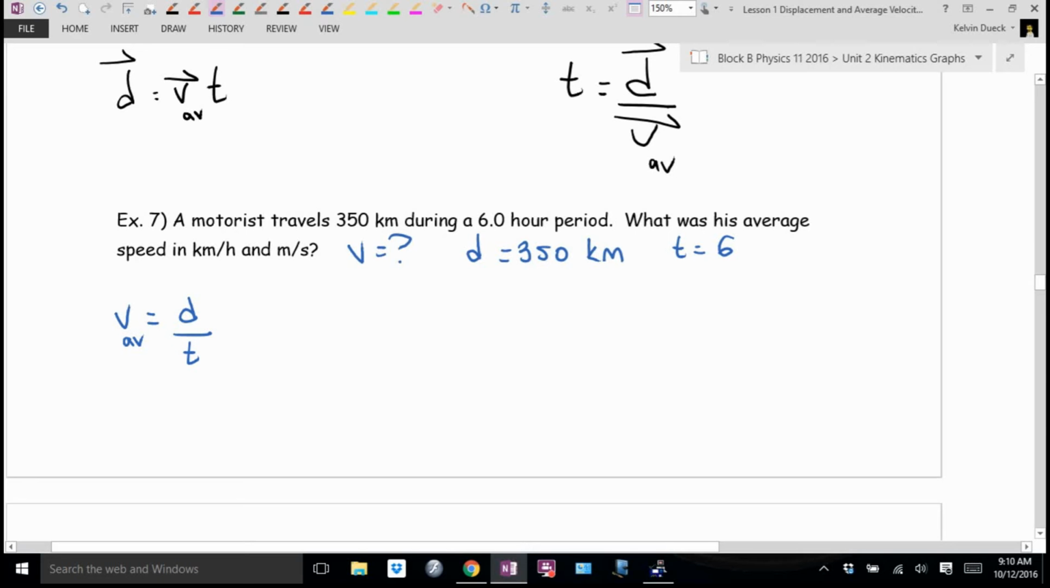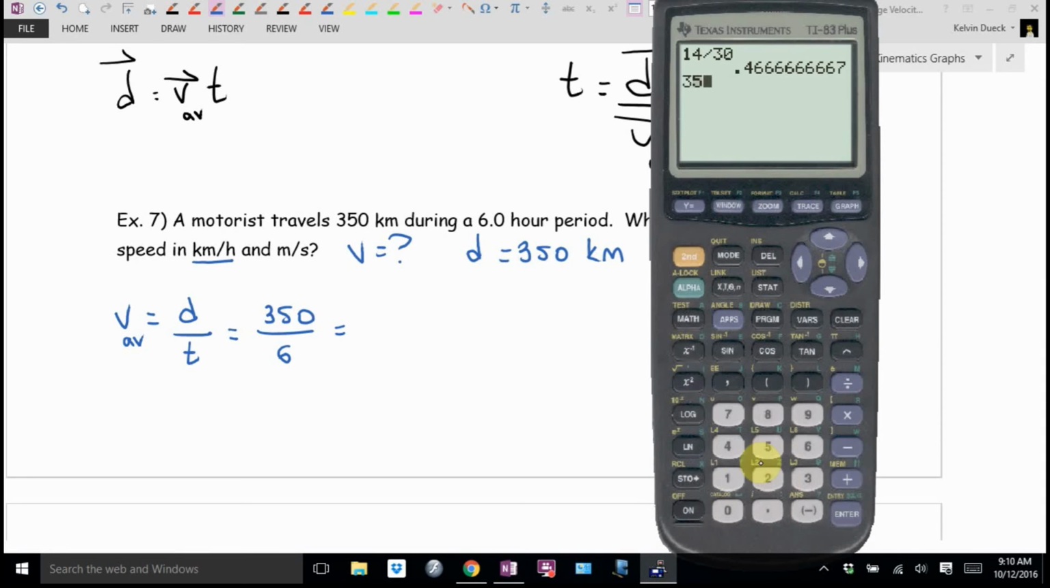Now, normally I might convert these to meters and to seconds, but what units did it want for the first speed? So I think I can plug this in. It's not my preferred SI standard units, but it is how they measure speed in cars, so I'll live with it. It's going to be 350 divided by 6. 58.33333.